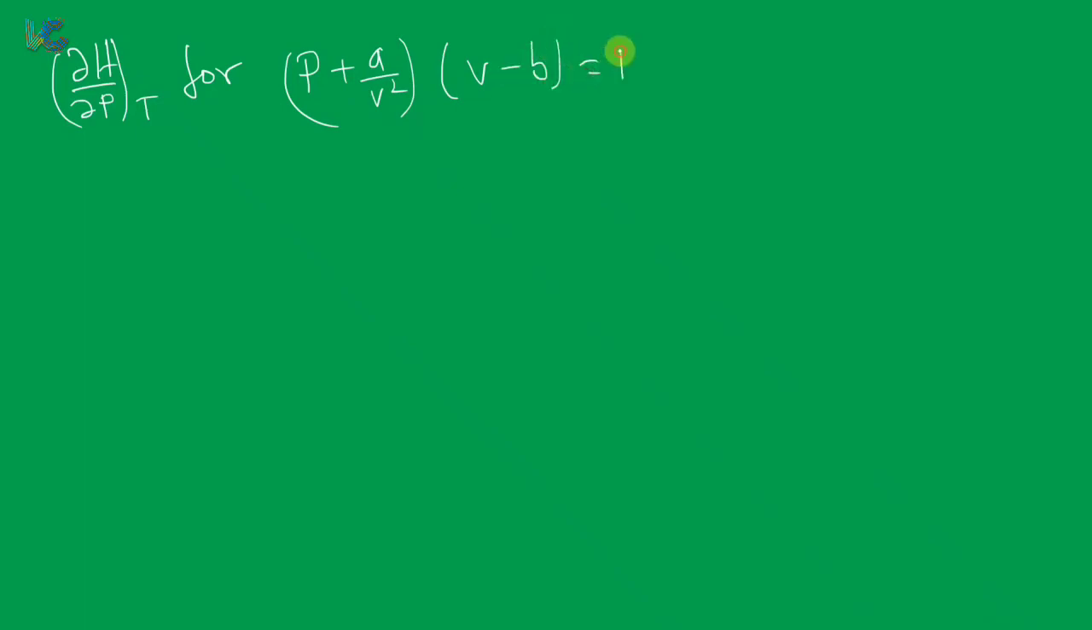Now we want to measure the value of del H del P at constant T for n mole of, or you can say for 1 mole of van der Waals gas, P plus a by V square into V minus b is equal to RT.